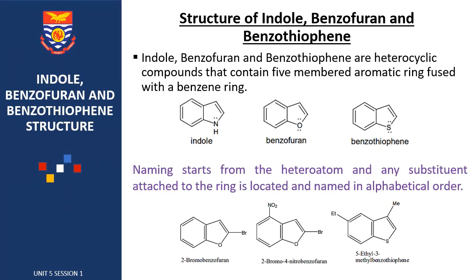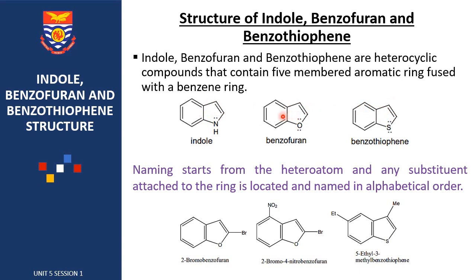So first of all, we will quickly look at the structure of these three aromatic heterocyclic compounds. So indole, benzofuran, and benzothiophene are heterocyclic compounds that contain 5-membered aromatic rings fused with a benzene, right? So these compounds have 5-membered heterocyclic rings fused to benzene, right?